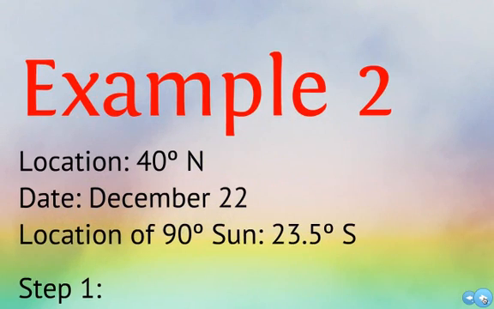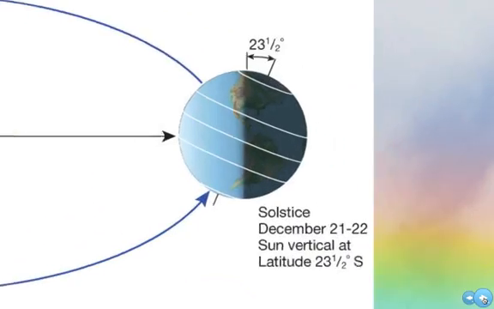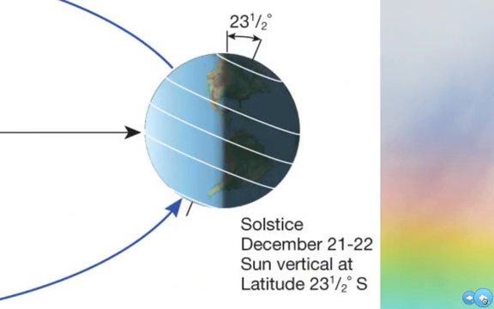The second example is the one from the book. We will keep the location the same at 40 degrees north, but we'll change the date to December 21st, or the winter solstice. To find where the noon sun angle is 90 degrees on December 21st, we can again look at figure 2.5. We see that because the northern hemisphere is tilted away from the sun now, the noon sun angle at 90 degrees is at 23.5 degrees south latitude this time instead of north latitude.